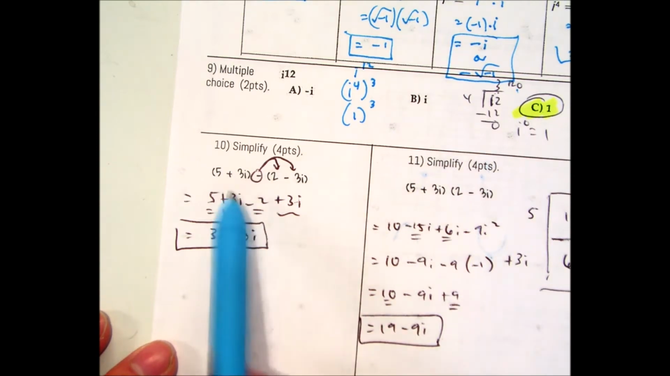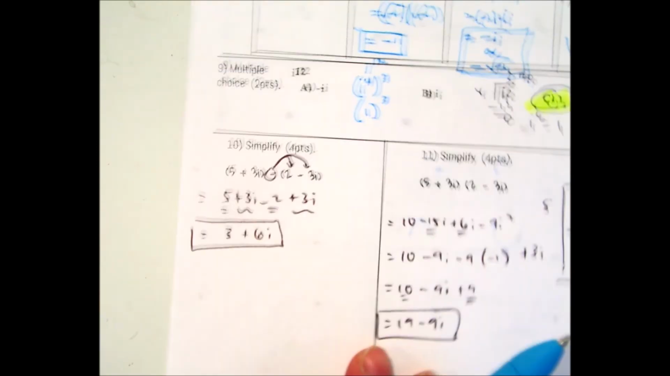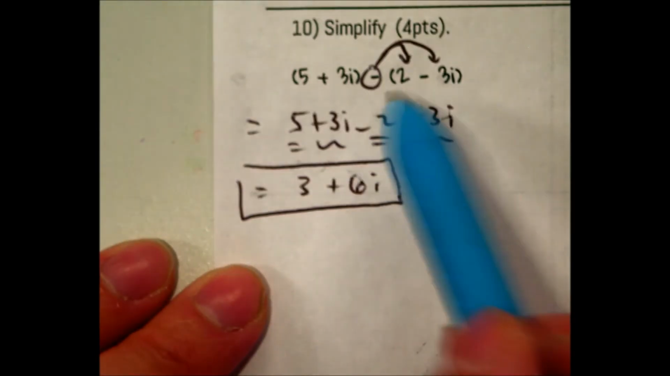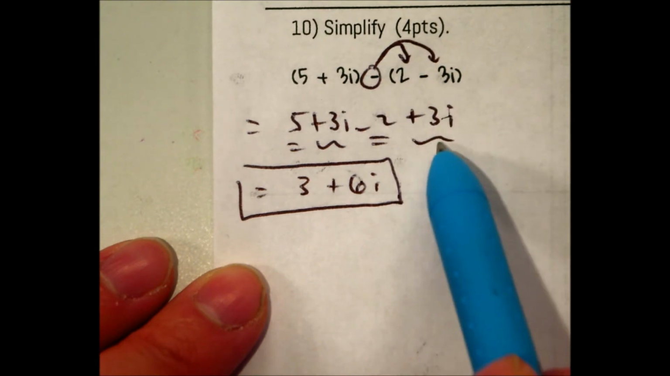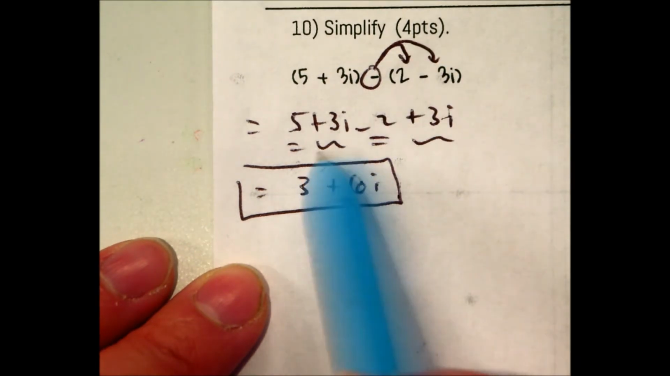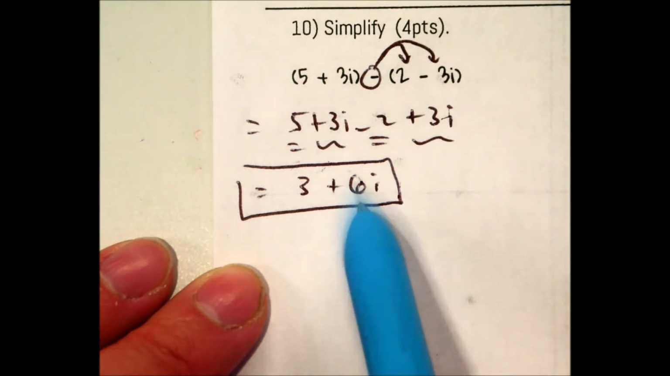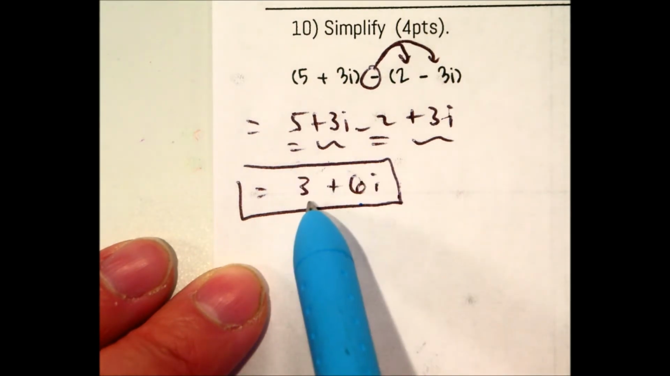Number 10 says simplify. So again, I expressed to you guys, you need to pay attention to the math operation between those. Notice there's a minus sign, so you need to distribute. That becomes a -2 and a positive 3i. The like terms here are 3i and 3i become 6i, and 5 and -2 become positive 3.